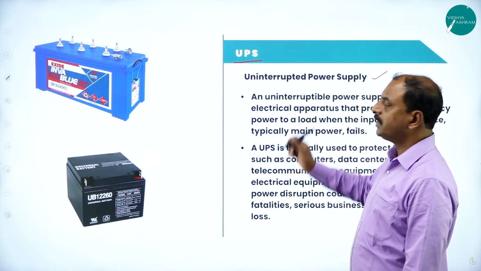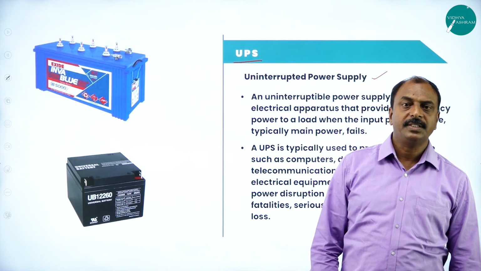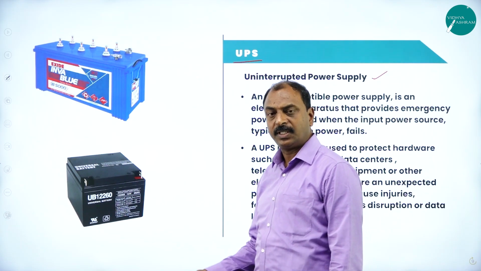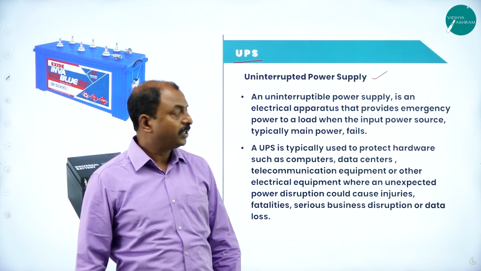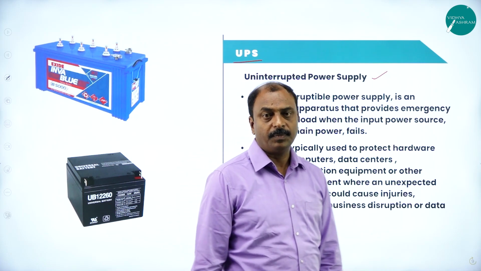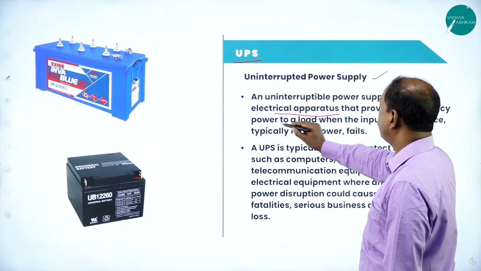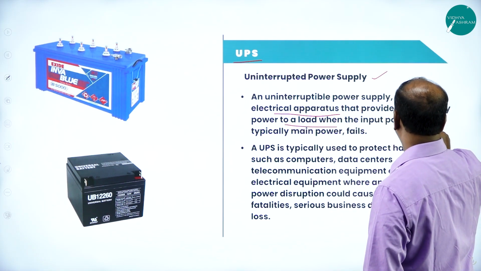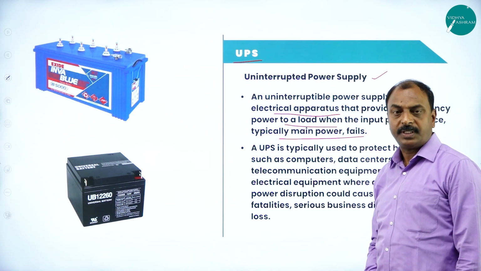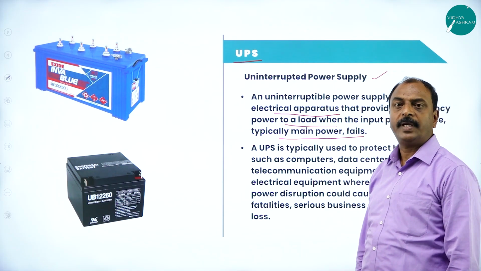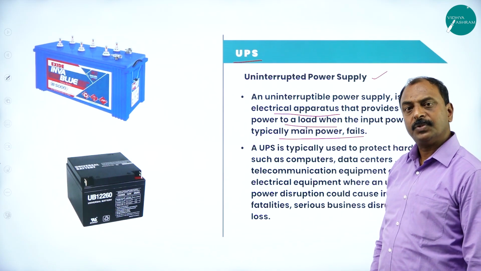So what is the use of this? The uninterrupted power supply, or UPS, provides power to the system in the event of failure of the main power source. That is the use of a UPS system. It is an electronic device that provides emergency power to the load when the input power source, typically the main power, fails. So that is the reason we use a UPS. If there is any failure in the main power system, we automatically use this to run our computer system.